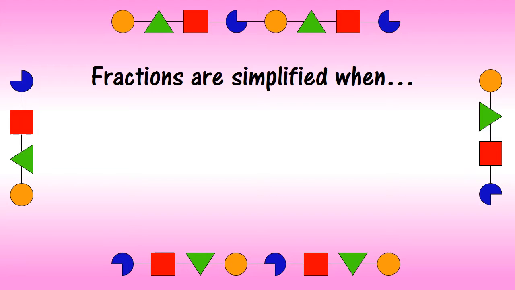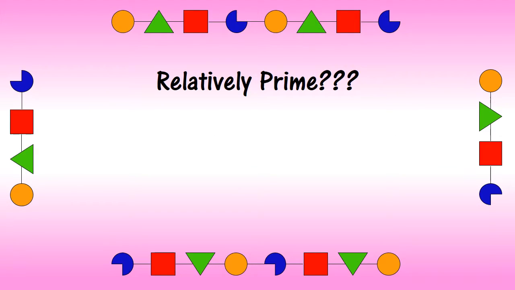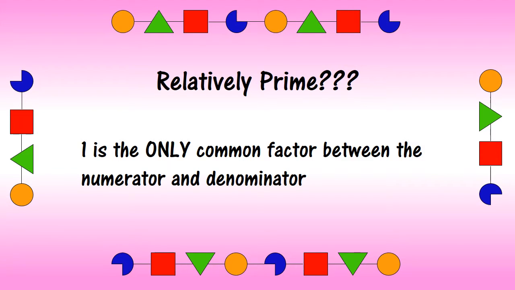Our first stop in our fraction journey is determining when a fraction is actually simplified. If the numerator and denominator of a fraction are relatively prime, then the fraction is simplified. Simple as that. So this leads us to the definition of relatively prime: 1 is the only common factor between the numerator and denominator of a fraction.